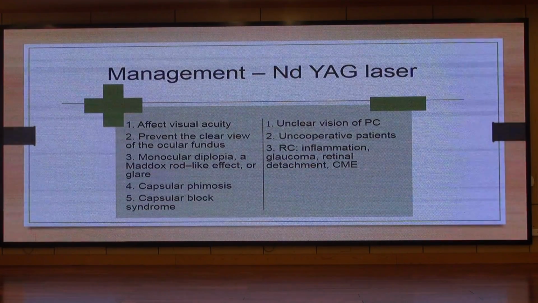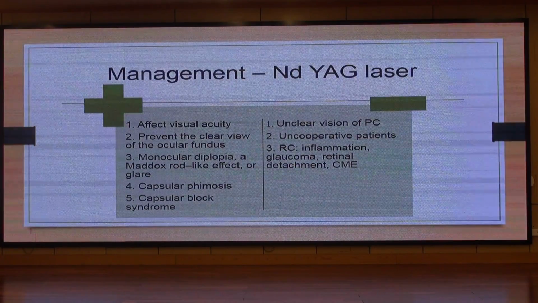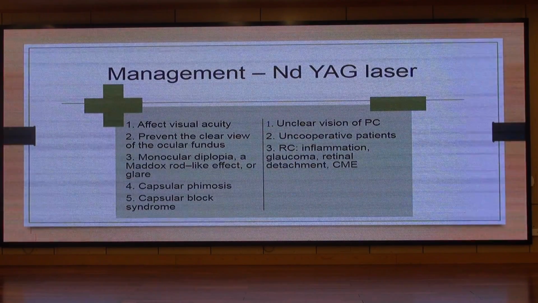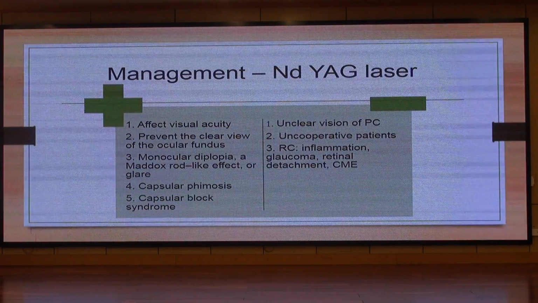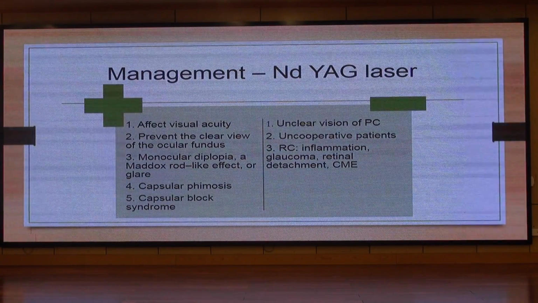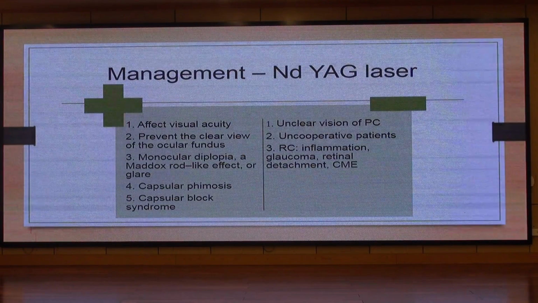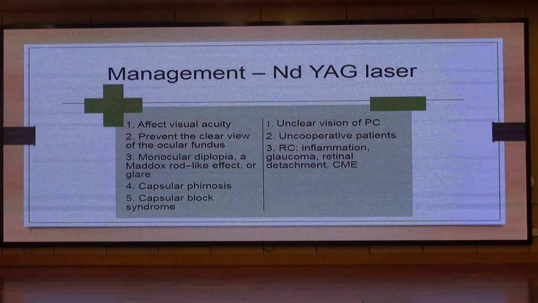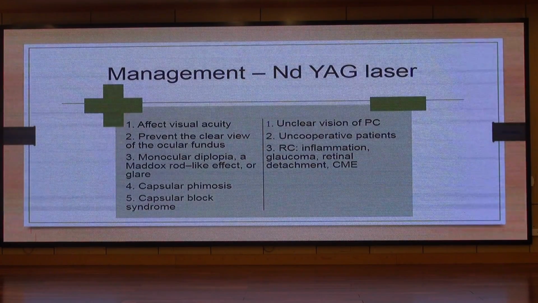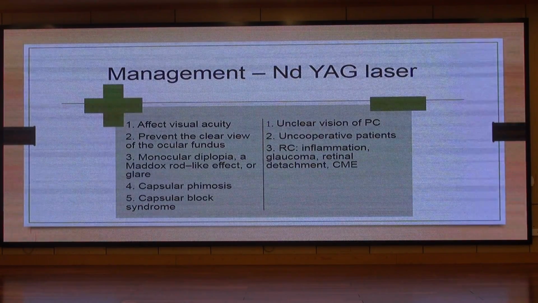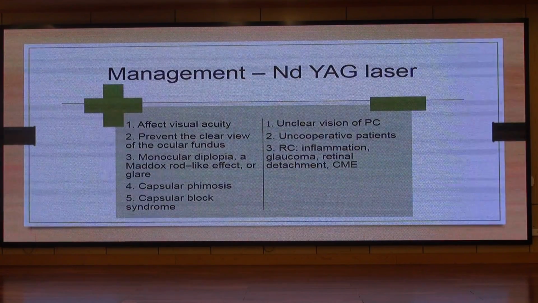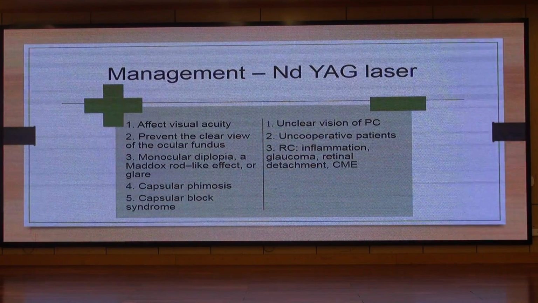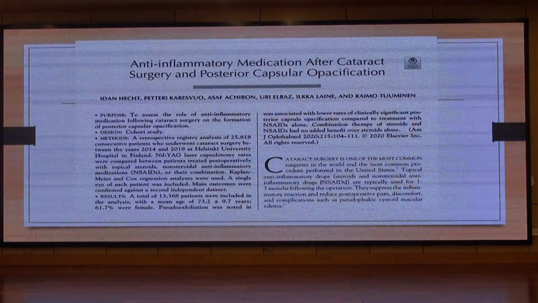And there are some contraindications of using YAG laser. The first one is unclear vision of the posterior capsule. The second one is patients who are not cooperative. Some relative contraindications include intraocular inflammation, uncontrolled glaucoma, high risk of retinal detachment, and subluxation.